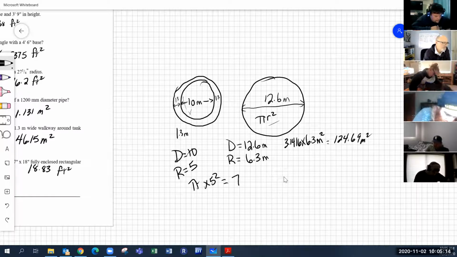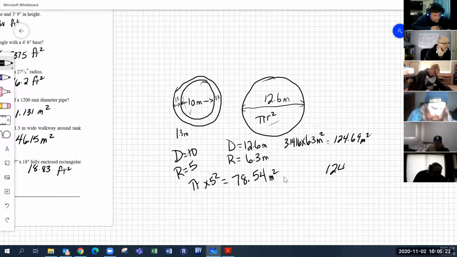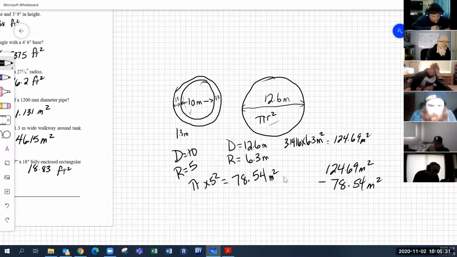And that equals 78.54 meters squared. Now I simply just have to take the 124.69 meters squared and minus off the 78.54 meters squared. So what I'm doing is I'm taking this part and I'm minusing it off of this part to get my area of my walkway.